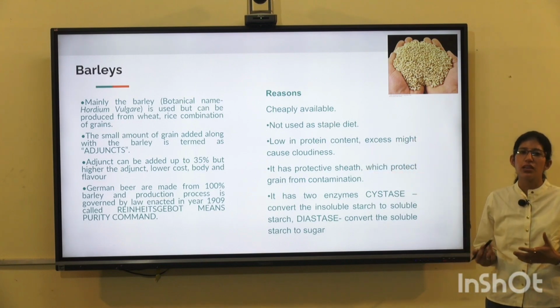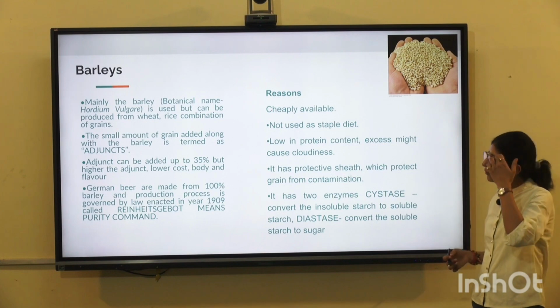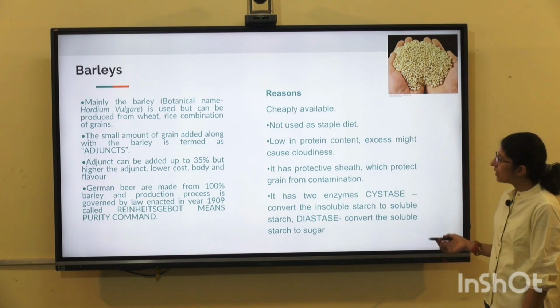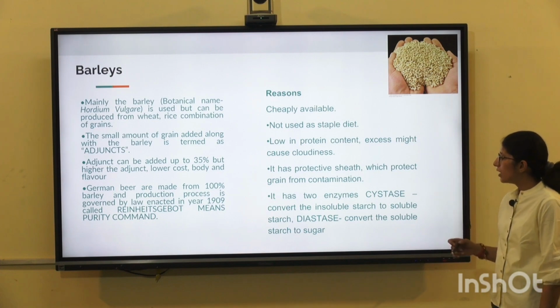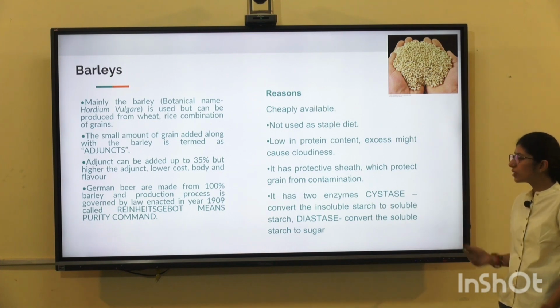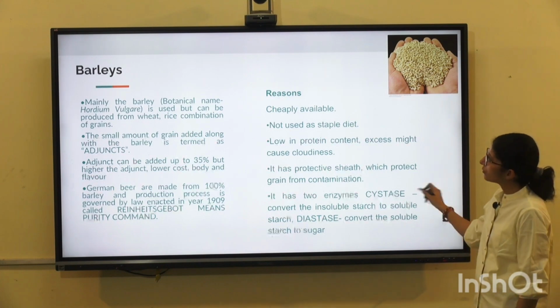And that's a step to remove the cloudiness from the beer from the final production. It has a protective sheet which protects the grain from contamination, and it has two major enzymes: cytase to convert the insoluble starch to soluble starch, and diastase to convert the soluble starch further to sugar.